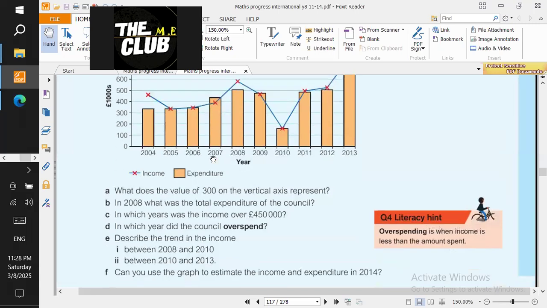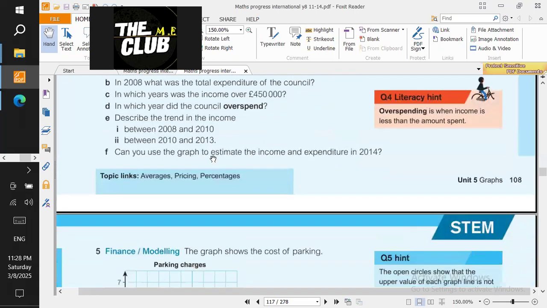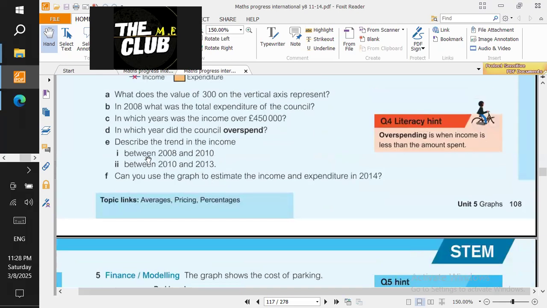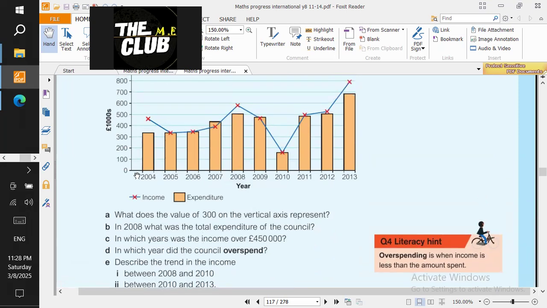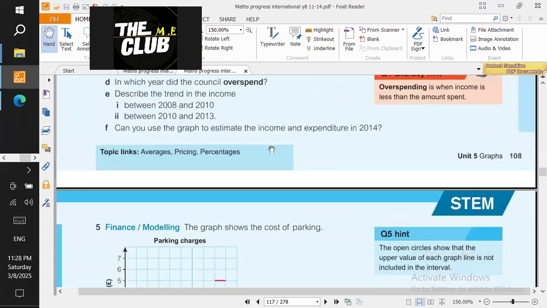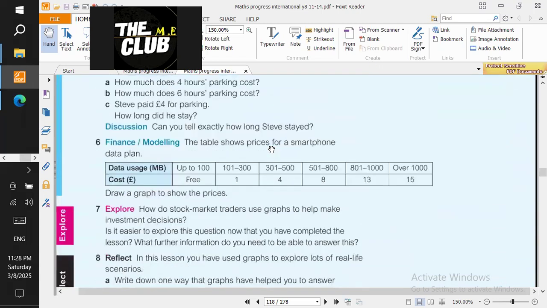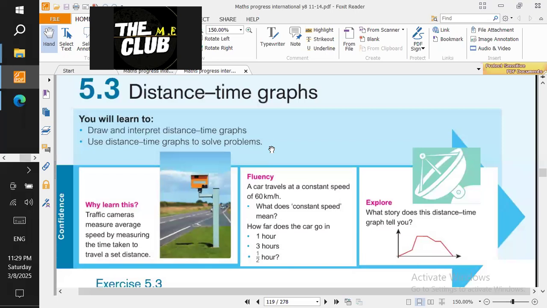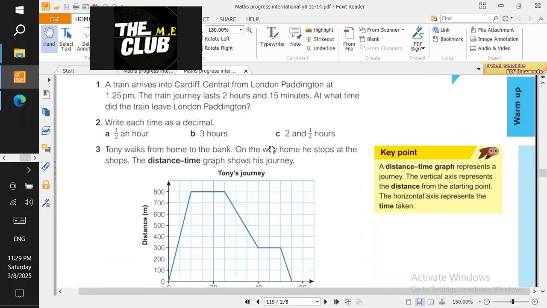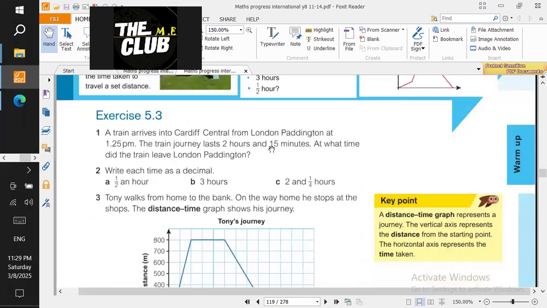Okay. Now let's move on. Describe the trend. As we said, trend means increasing or decreasing. 2008, which is here, to 2010. This is a decreasing trend. And then 2010 to 2013, this is an increasing trend. Okay. Focus on these ideas. Now let's move on. 5.3, distance time graph. Same idea, graphs, but we're going to talk about distance and time.